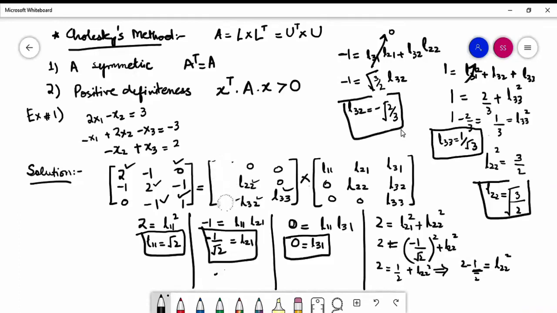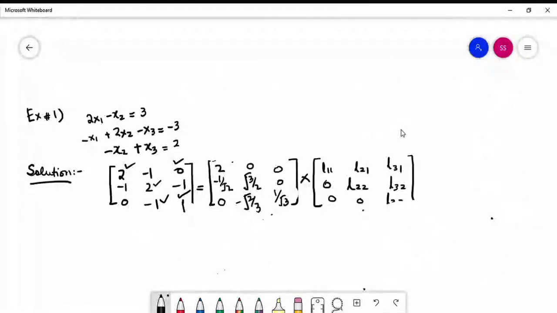I would write it here. So L11 is √2, L21 is -1/√2, L22 is √3/2, and L31 is 0, L32 is -√2/3, and L33 is 1/√3. We will start solving it with Ly = b.